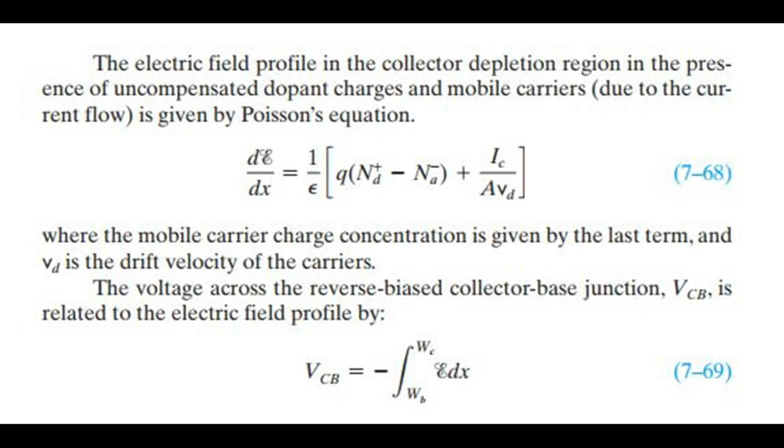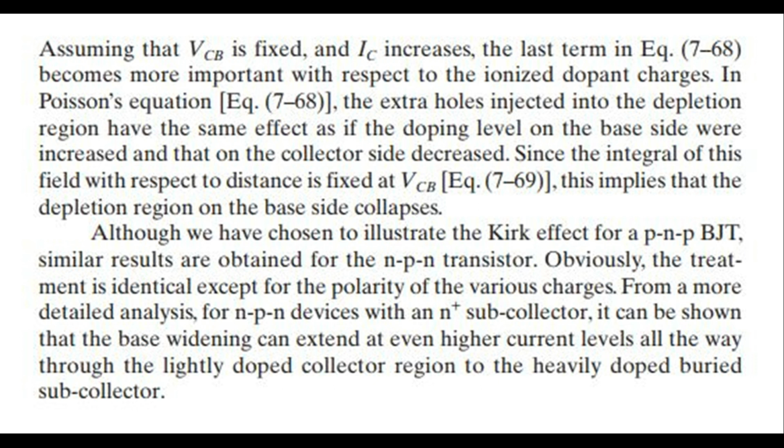The electric field profile in the collector depletion region in the presence of uncompensated dopant charges and mobile carriers, due to the current flow, is given by Poisson's equation, where the mobile carrier charge concentration is given by the last term, and vd is the drift velocity of the carriers. The voltage across the reverse biased collector base junction, VCB, is related to the electric field profile by integration. Assuming that VCB is fixed, and IC increases, the last term in Eq 768 becomes more important with respect to the ionized dopant charges.